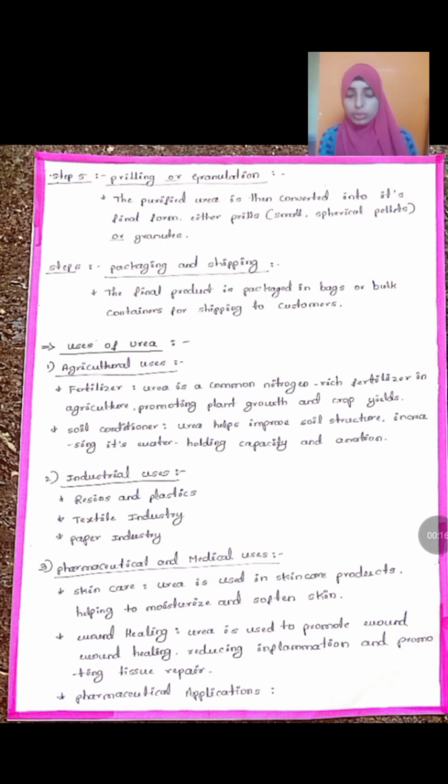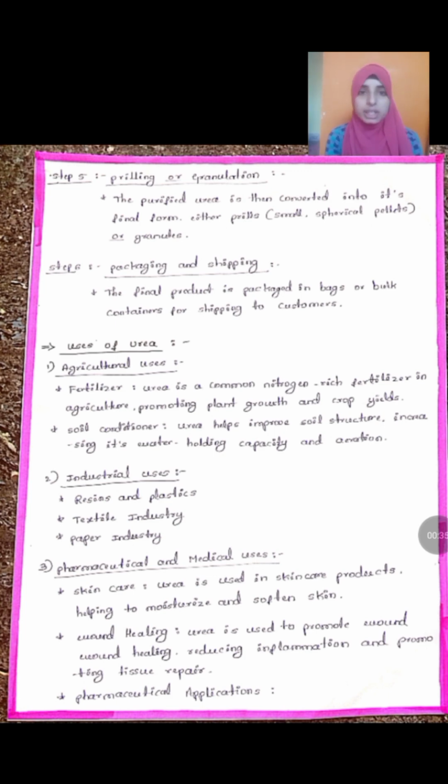Next we are discussing uses of urea. First one is agricultural uses. Fertilizer: urea is a common nitrogen-rich fertilizer in agriculture, promoting plant growth and crop yield. Soil conditioner: urea helps improve soil structure, increasing its water holding capacity and aeration.